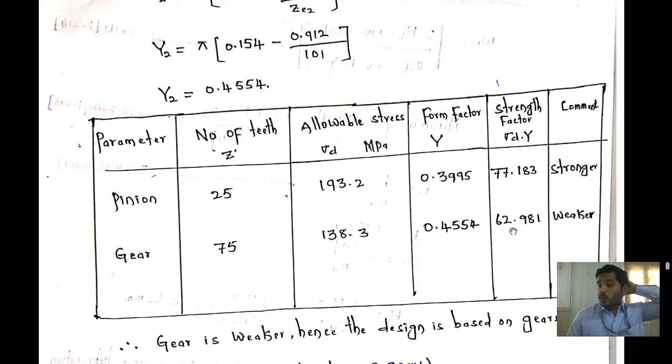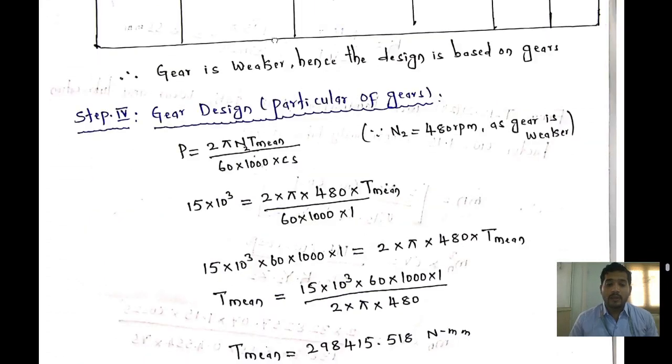So here, which one is the stronger one? The pinion is the stronger one, because its static strength factor is greater than that of the gear. The static strength factor of the pinion is 77.183. This means the static strength of the pinion is greater than the static strength of the gear. So in this case, the gear is the weaker section. For that reason, we need to design on the gear.